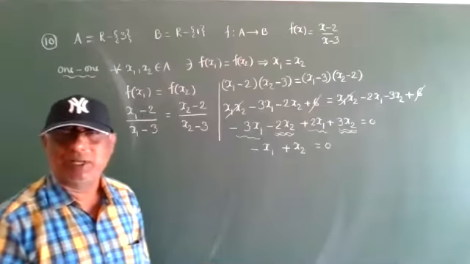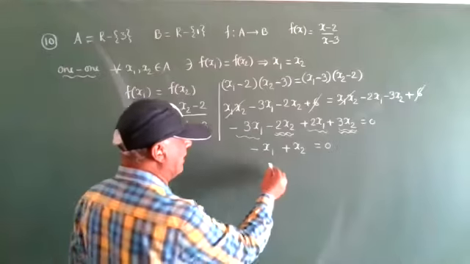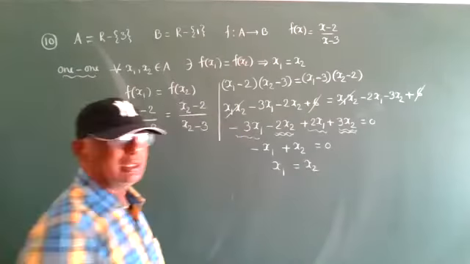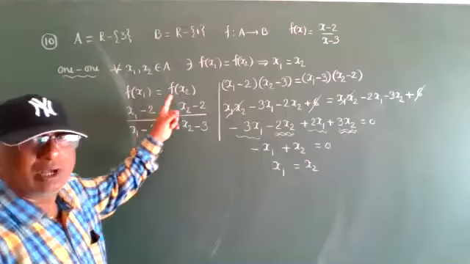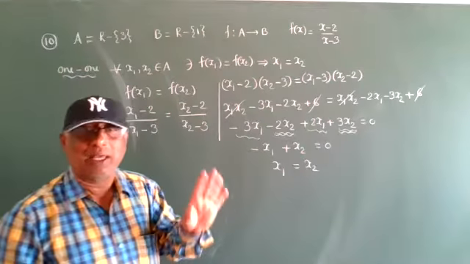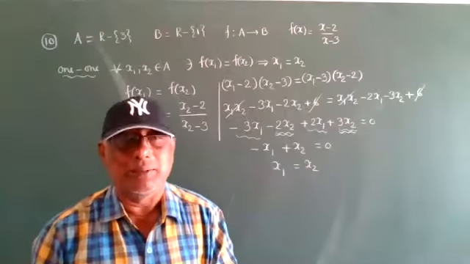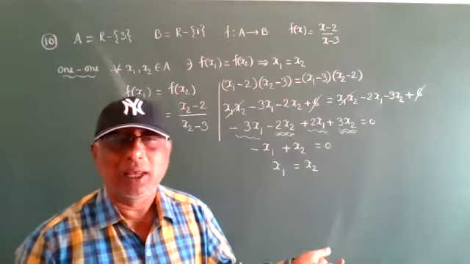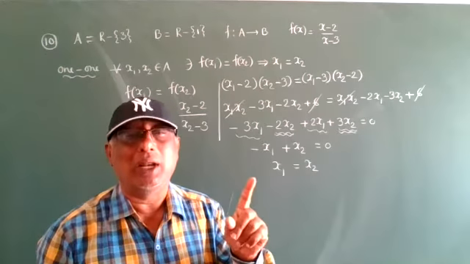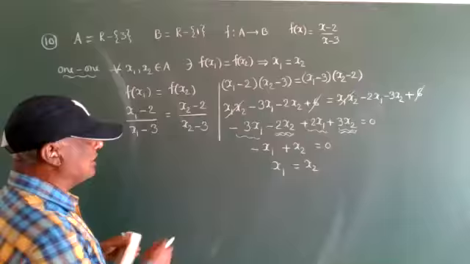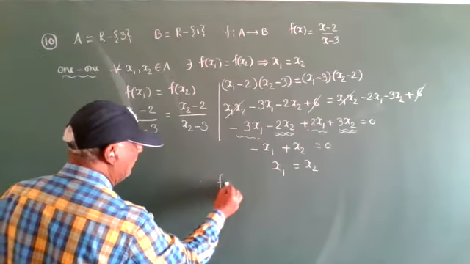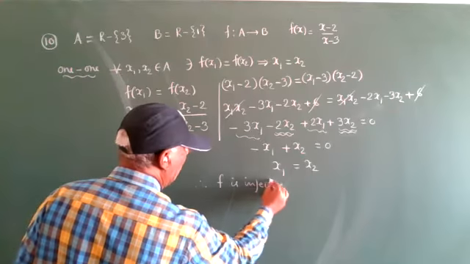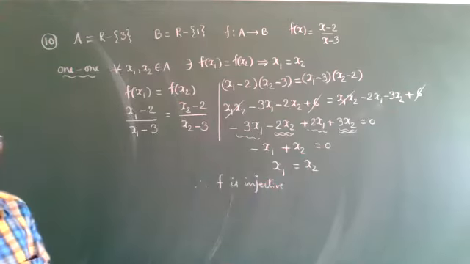X1 bring on the right hand side. Therefore, x1 is equal to x2. Images are equal, elements are equal means one element has one image. Okay? Therefore, f is injective. One point is completed.